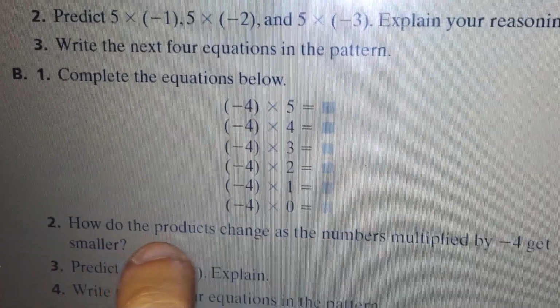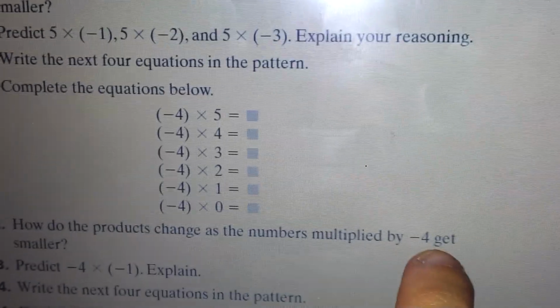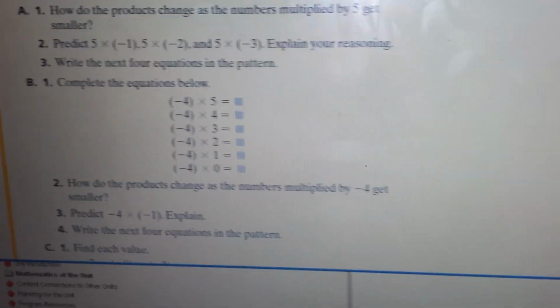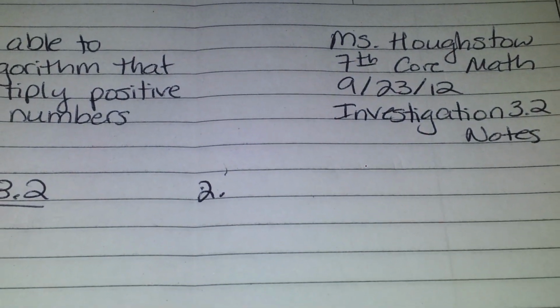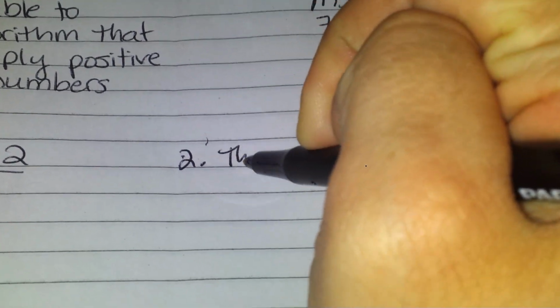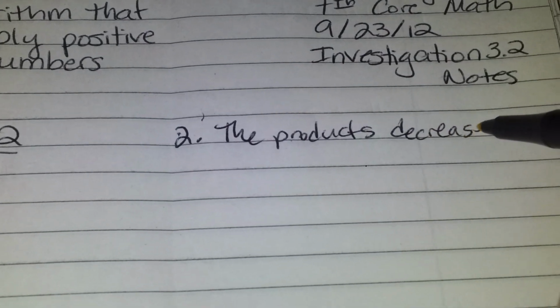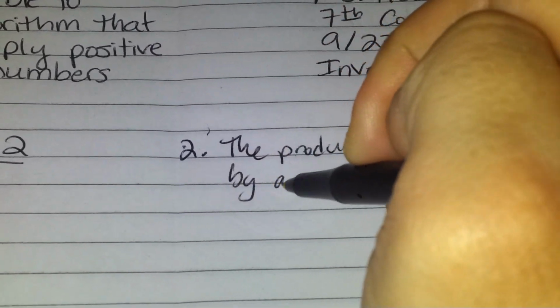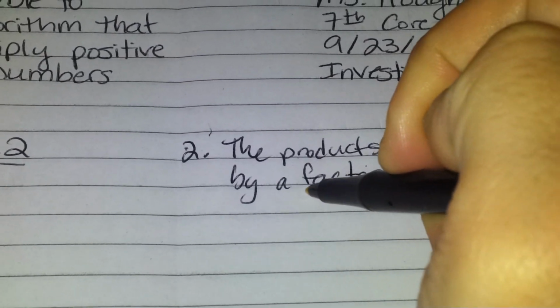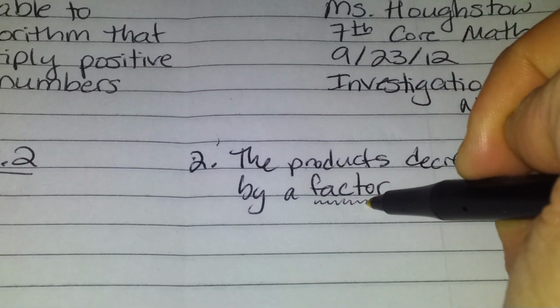Let's try number 2. How do the products change as the numbers multiplied by negative 4 get smaller? This is really similar to part A. I'm going to continue it on the other side because I don't have to take extra special notes. We're going to do B part 2. And the question asked us how the products changed as the numbers multiplied by negative 4 got smaller. I would say that the products decreased by a factor of 4. A factor of 4 means something that you would multiply to get them.